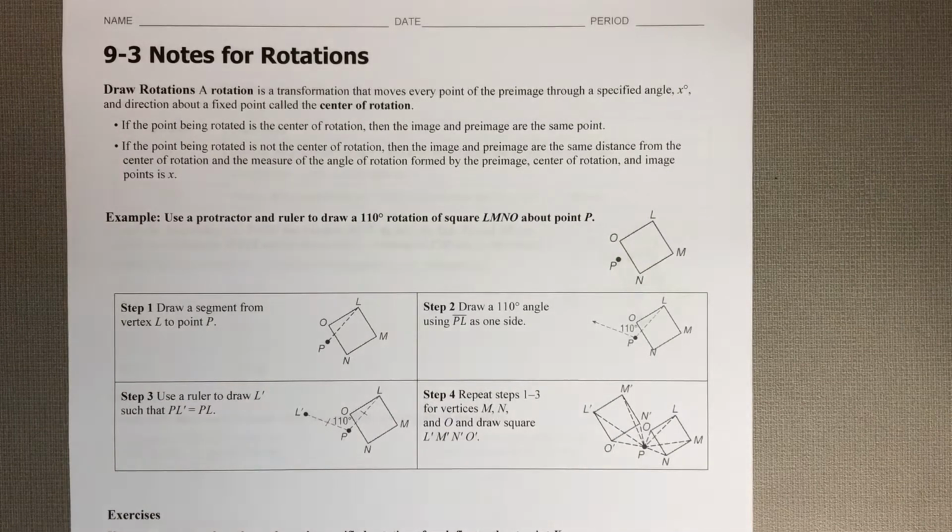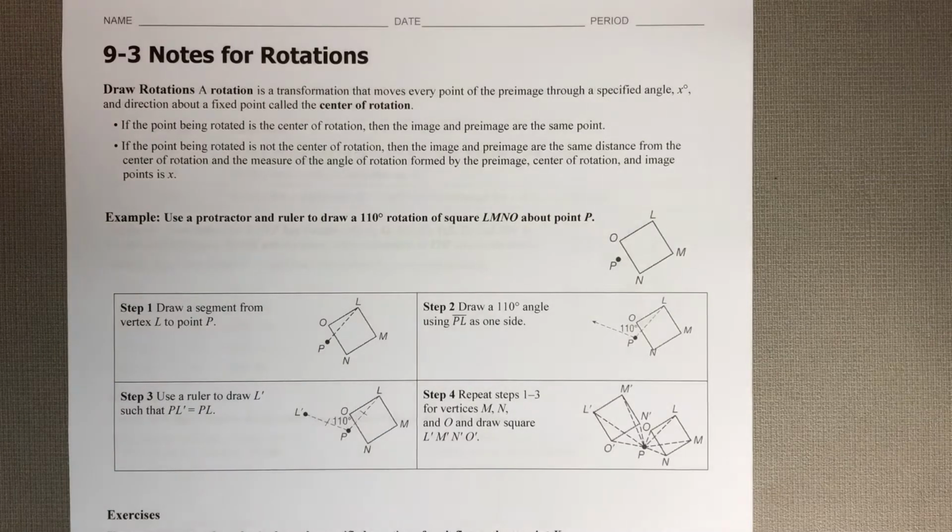A rotation is a transformation that moves every point of the preimage through a specified angle, x degrees, and direction, either clockwise or counterclockwise, generally counterclockwise, about a fixed point called the center of rotation. If the point being rotated is the center of rotation, then its image and preimage are the same point. If the point being rotated is not the center of rotation, then the image and preimage are the same distance from the center of rotation.